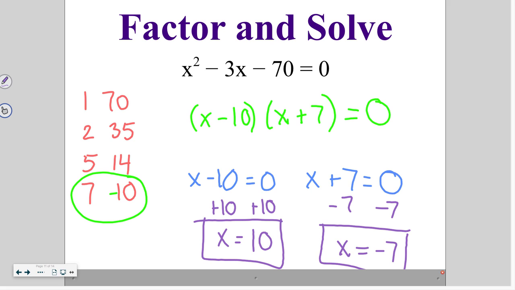Factors of 70 are 1 and 70, 2 and 35, 5 and 14, and 7 and 10. Again, we have the negative sign on the 70, so one positive factor, one negative. In this case, it's negative 10 plus 7. So I've got x minus 10, x plus 7. Solving both of those pieces, my answers are x is equal to 10 and x is equal to negative 7.